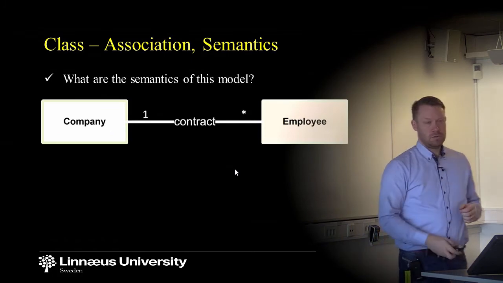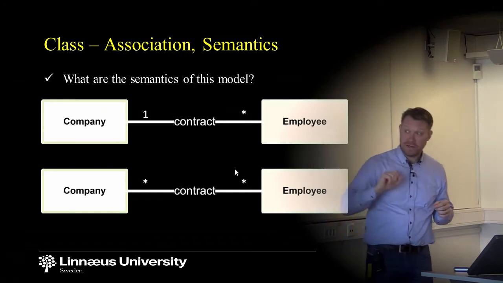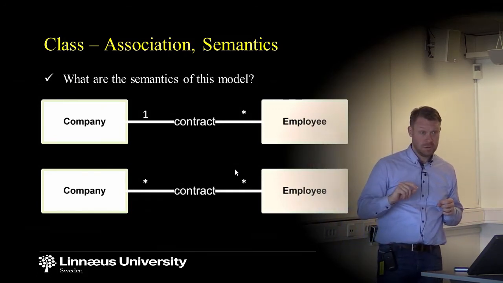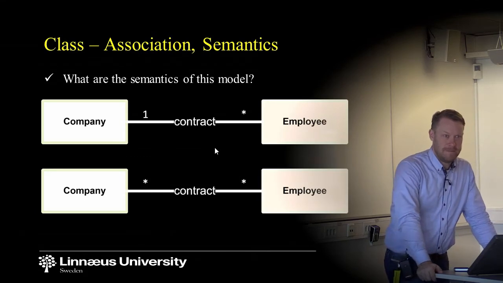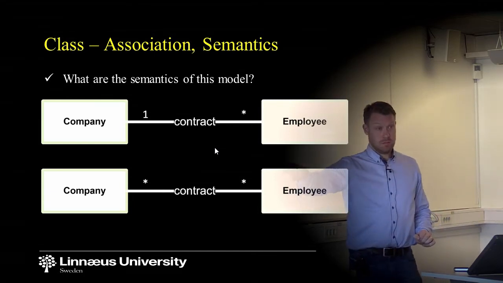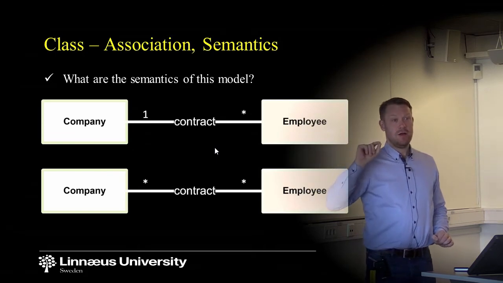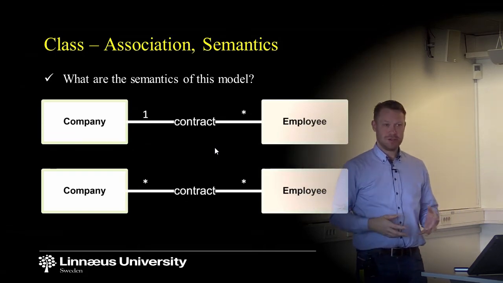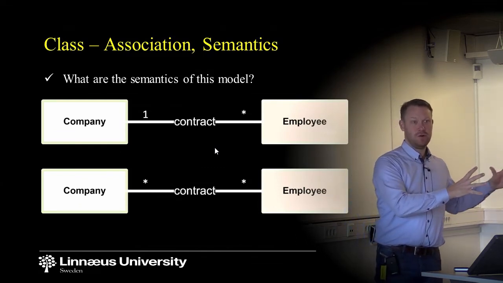And if I just make one small change, what happens now on the object level? You see the difference? Now we have any number at both ends. What does that mean? Well, company objects may have any number of employees. And if you're an employee, you're not necessarily connected to just one company. You can be connected to several company objects if you want to.